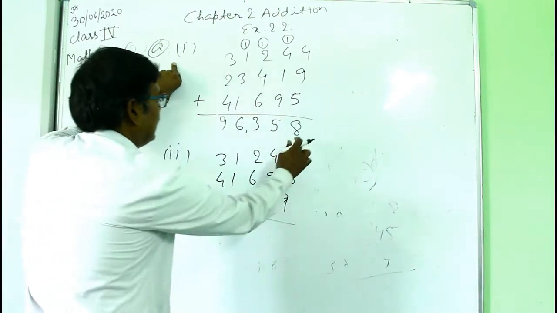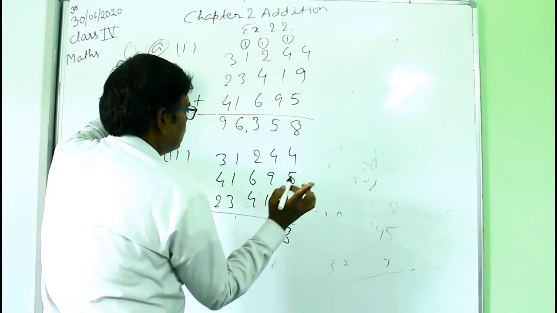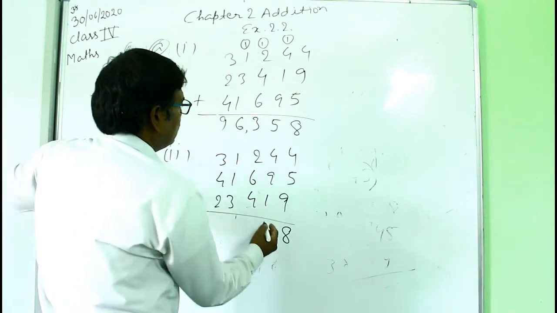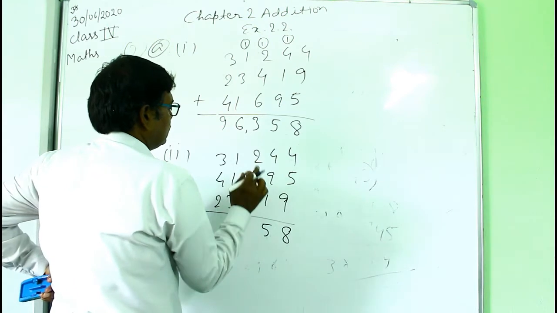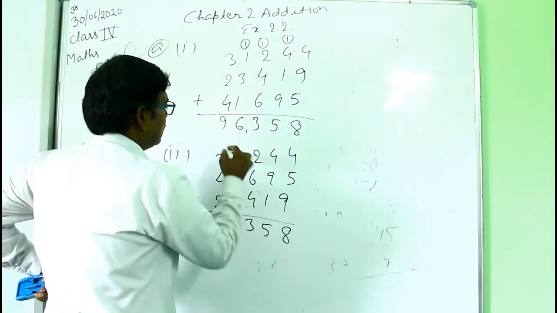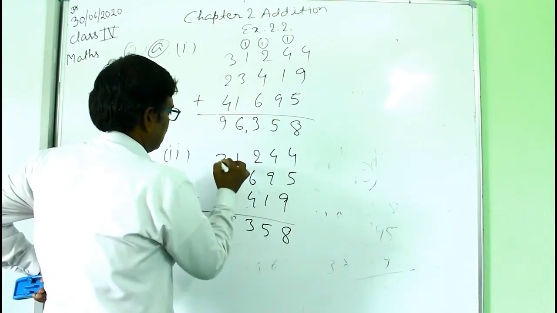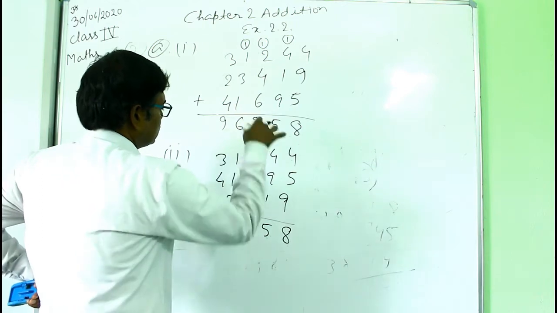Now again add here. 5 plus 4 is 9, and 9 plus 9 is 18. So again 1 is carried. 4 plus 1 is 5, plus 9 is 14, plus 1 is 15. Then carry again 1. 2 plus 1 is 3, and 9, that is 13 here. Then again carry 1. Then 1 plus 1 is 2, 3, and 6. And here 4 plus 3 is 7, plus 2 is 9. So now see and observe the answer.